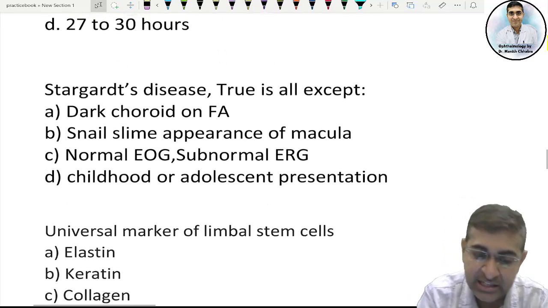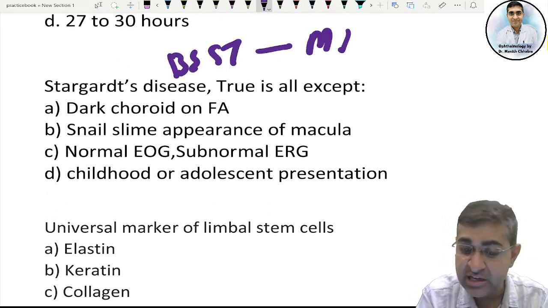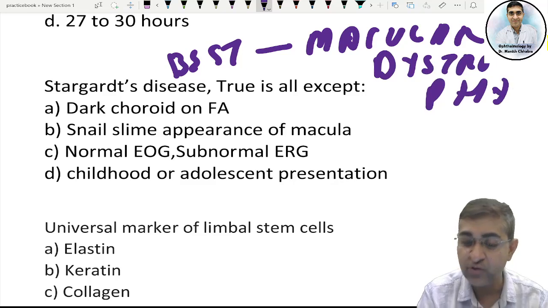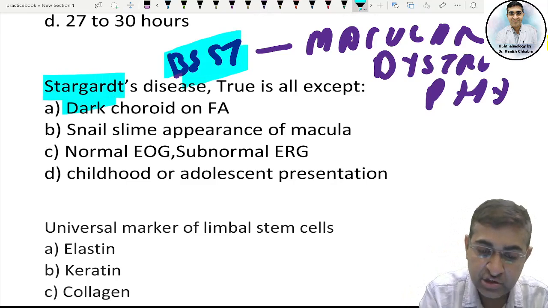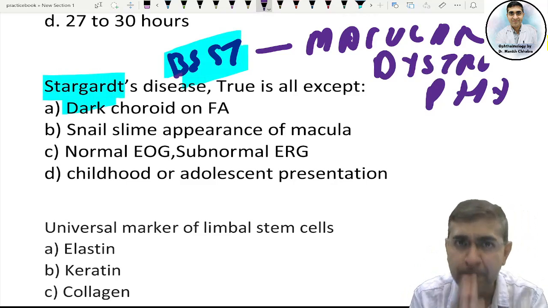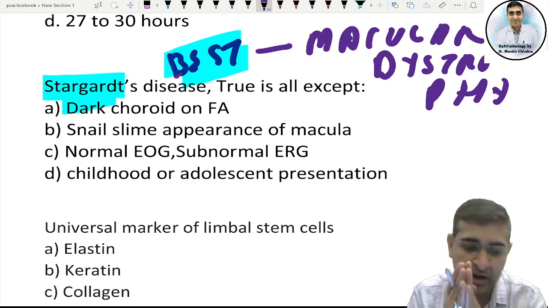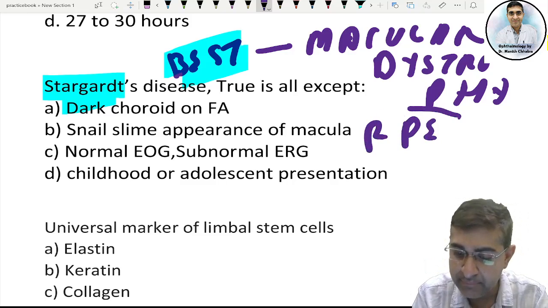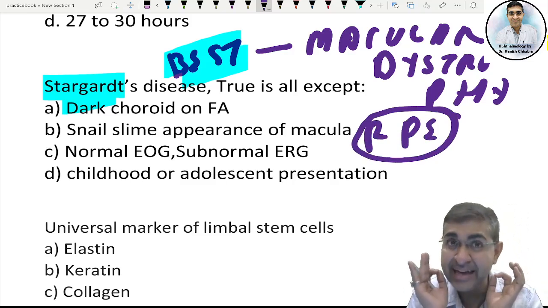So Stargardt disease, there is another disease, Best disease. This is a part of macular dystrophy. Best disease and Stargardt disease are dystrophy of which part of the retina? Can you tell me? Dystrophy of the retinal pigment epithelium, dystrophy of retinal pigment epithelium.